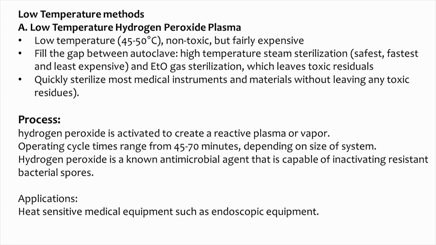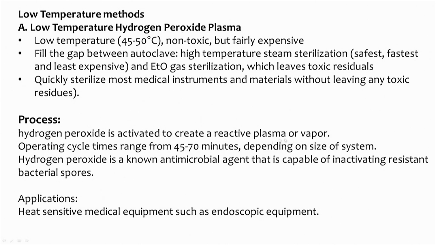Then of course, we have low temperature methods like hydrogen peroxide plasma at around 45 to 50. Of course, it is expensive because we are using plasma. So, this is a method good between autoclave and high temperature sterilization. Because ethylene oxide may leave toxic residual, so this is better. It quickly sterilizes most medical instruments without leaving any toxic material, because hydrogen peroxide is a gas.